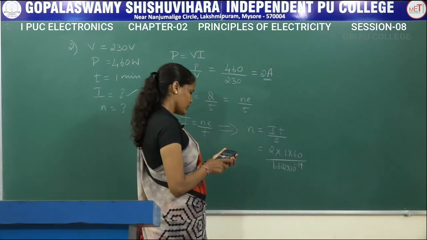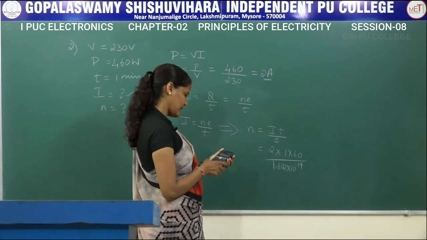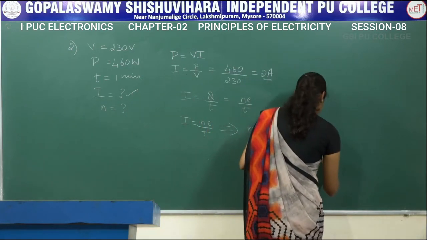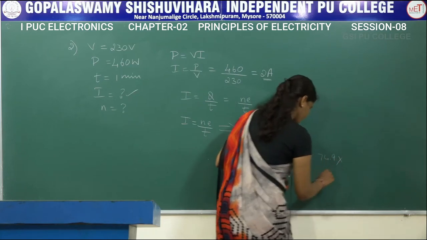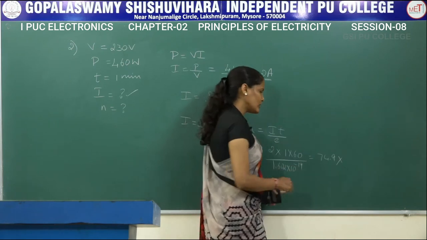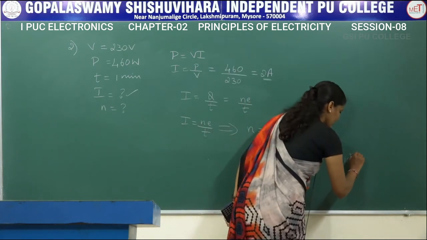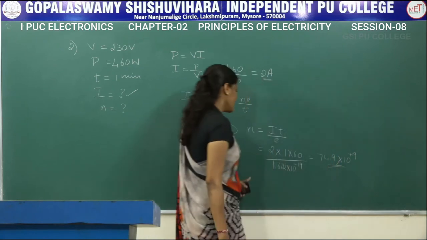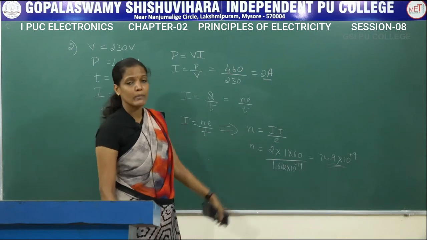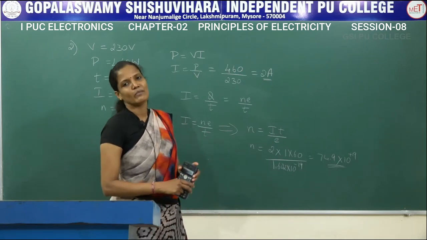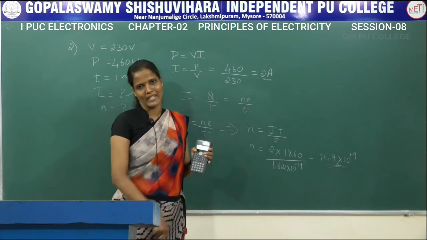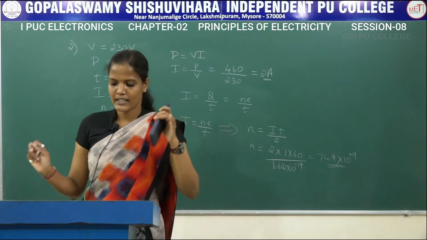So solve this, 2 into 60 divided by 1.602 gives me 74.9 into 10 to the power of minus 19 is in the denominator. When it is taken to the numerator, its power will be equal to 10 to the power of plus 19. So totally we need 74.9 into 10 to the power of plus 19 number of electrons in order to get a current of 2 amps for 1 minute. Clear? So this is the second problem.